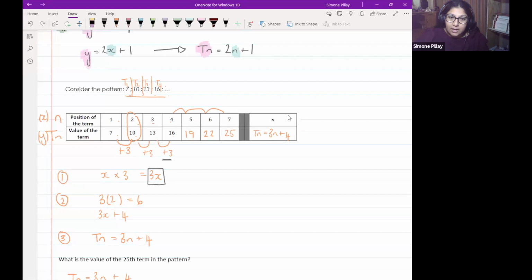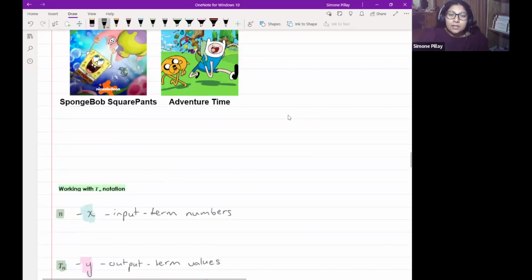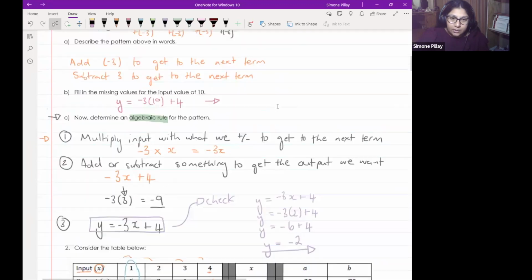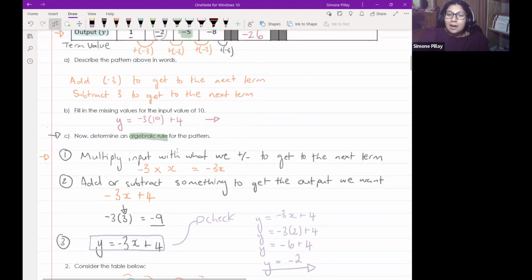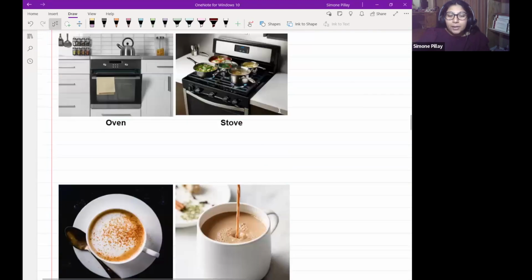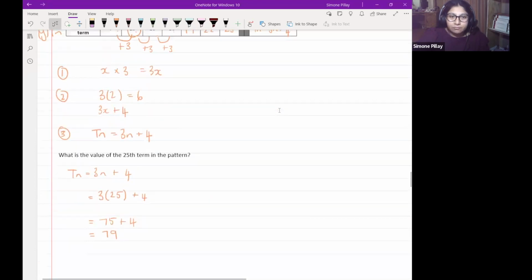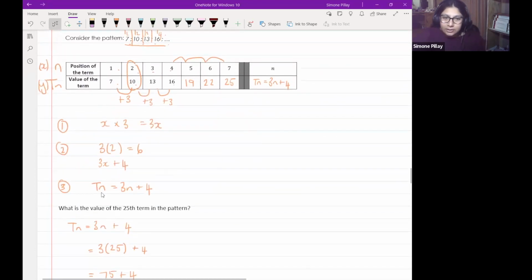Yes, ma'am. Okay, then remember what my second step is, and let's go to where I wrote it. The second thing is we're going to add or subtract something to get the output that we want. Based on what I have over here, I only have 3x, right? And if I look at this table, when my input is 2, Rory-san, what do I want my output to be?